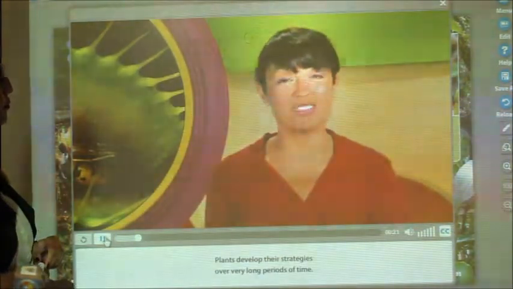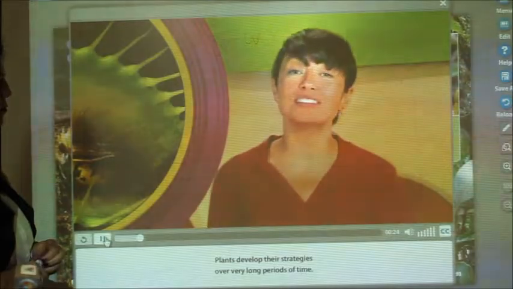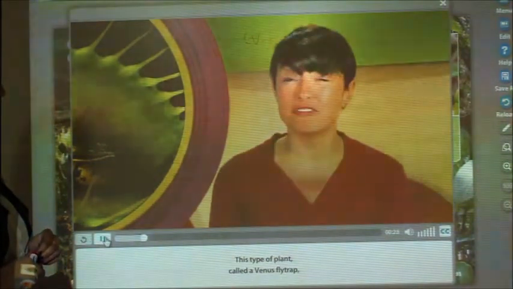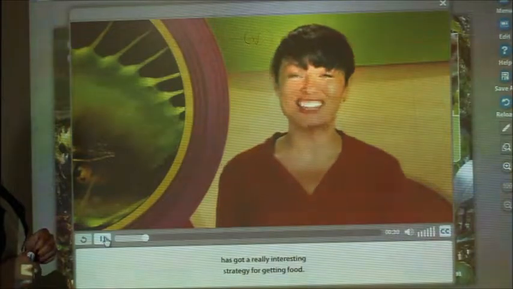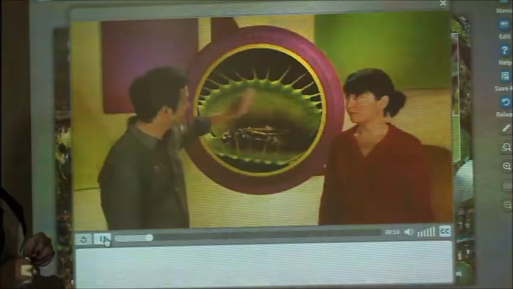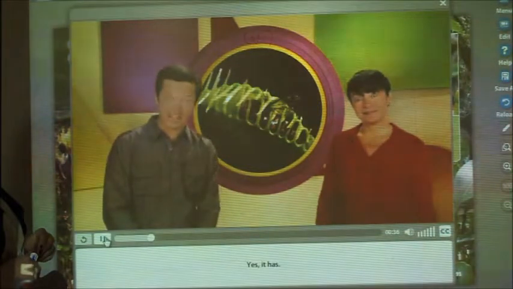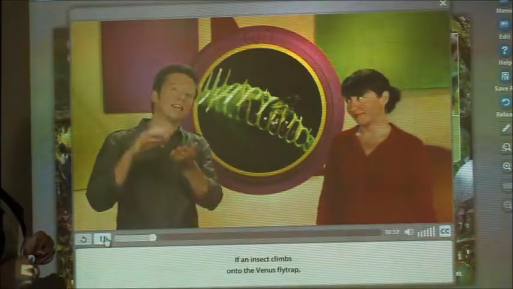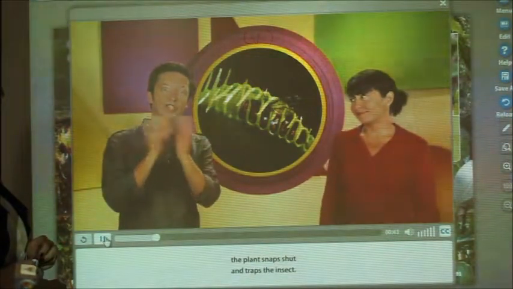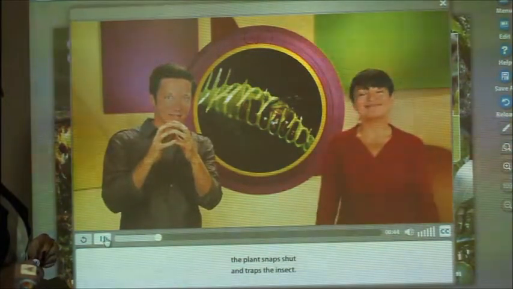Plants develop their strategies over very long periods of time. This type of plant, called a Venus flytrap, has got a really interesting strategy for getting food. If an insect climbs onto the Venus flytrap, the plant snaps shut and traps the insect.